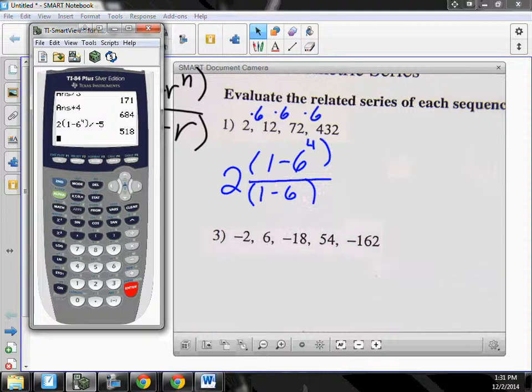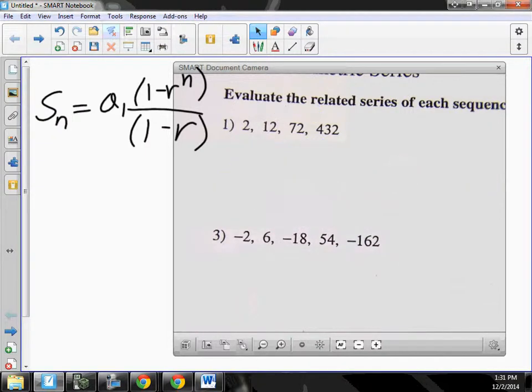Okay. When we move on to the next set, let's remember what the explicit formula is.